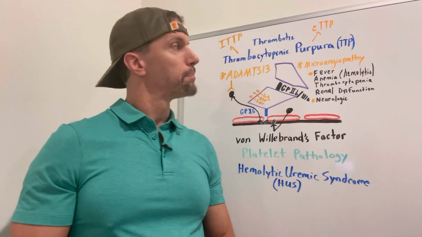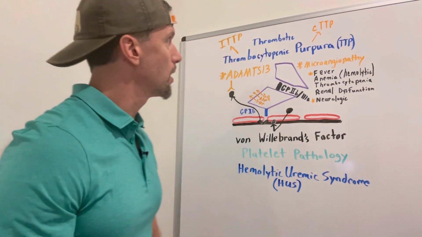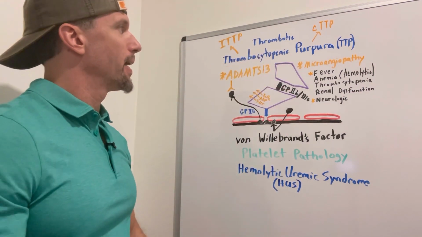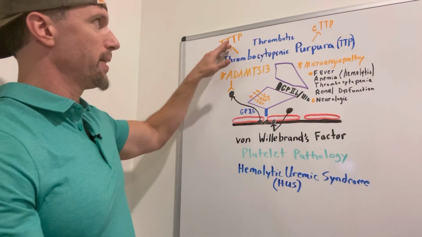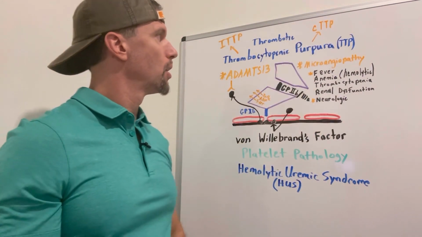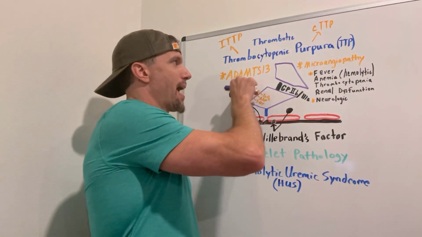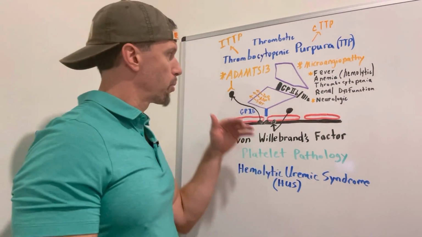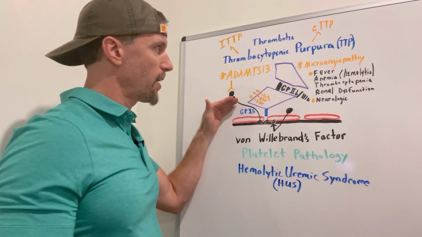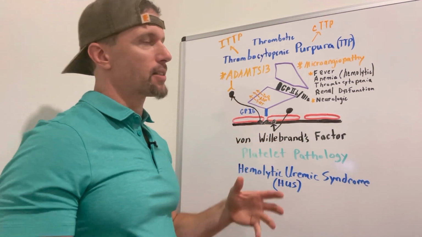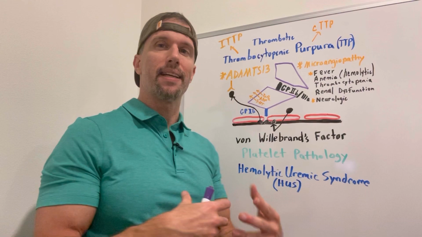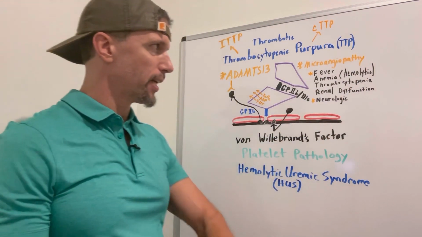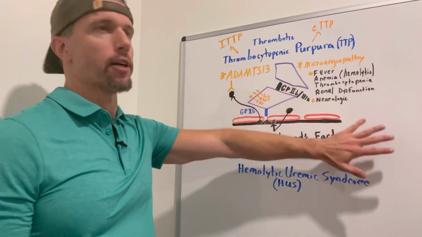So just to kind of review, thrombotic thrombocytopenic purpura, it has two classifications. It's either immune-mediated or congenital, but the key enzyme here is ADAMTS13, and because it's not breaking down enough von Willebrand's factor, that causes these little microthrombi to form in the smaller vessels. That's called microangiopathy, and you get all 5 of the FAT-RN symptoms.